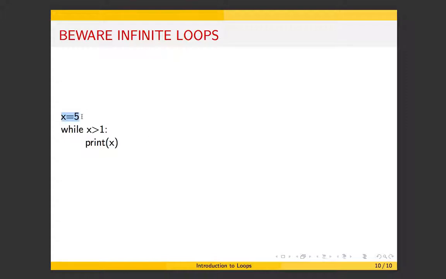So x equals 5. As long as x is bigger than 1, print x. Many of you can probably see what's going to happen here, but you may want to copy and paste this into your compiler and see what happens. So if we talk through it: 5 is bigger than 1, so you print 5. Now the code inside the loop is done, so you jump back up to the beginning and see if this is still true.